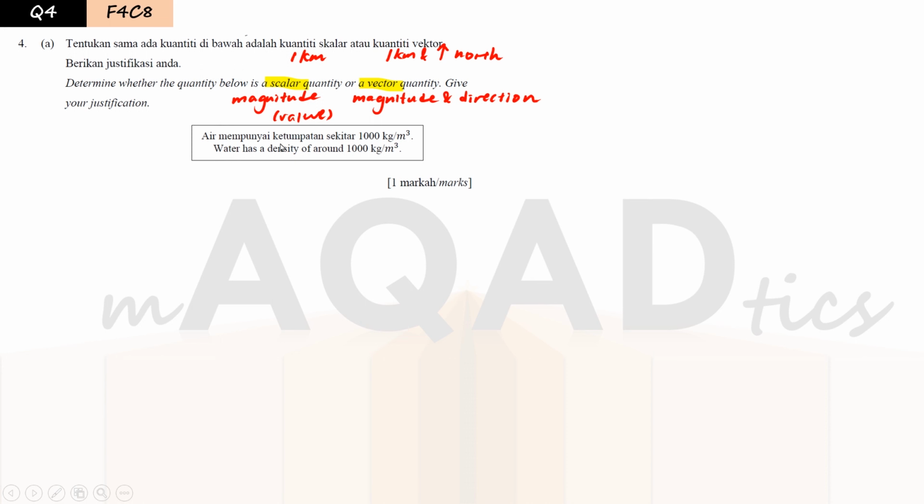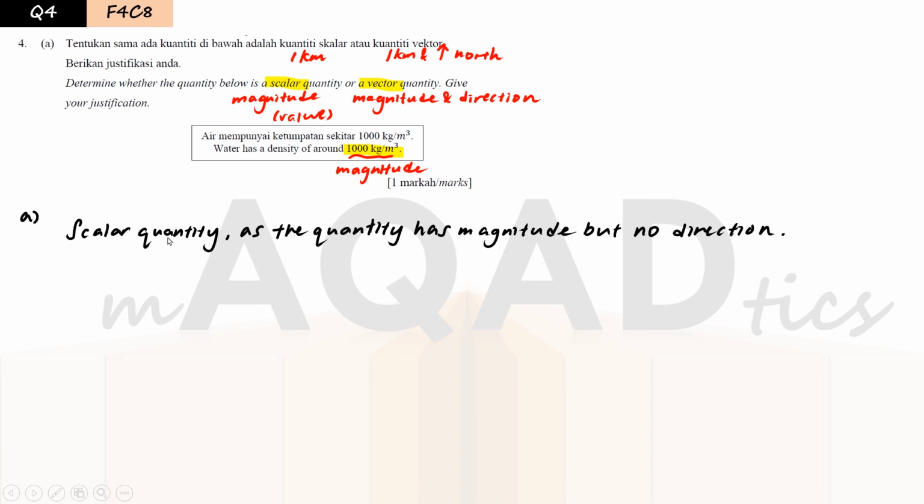Coming back to this sentence here, it says that the water has a density of 1000 kg per meter cube. So this value is the magnitude, right? But are we given the direction? No, right? So it's very clear that this is a scalar quantity. So we can write it in this way: this is a scalar quantity. Let me change this to because: because the quantity has magnitude but does not have direction.